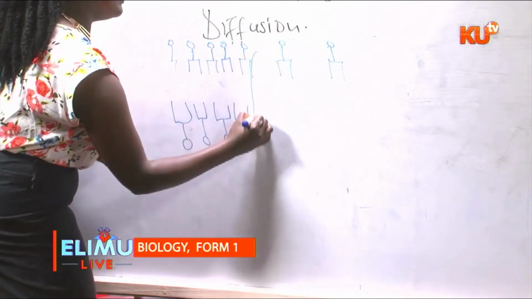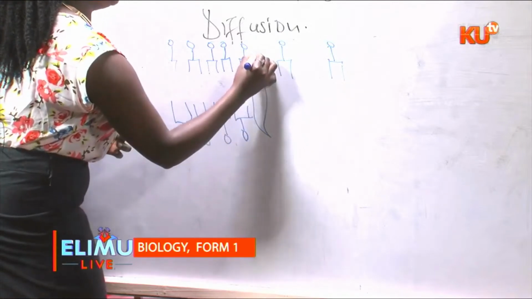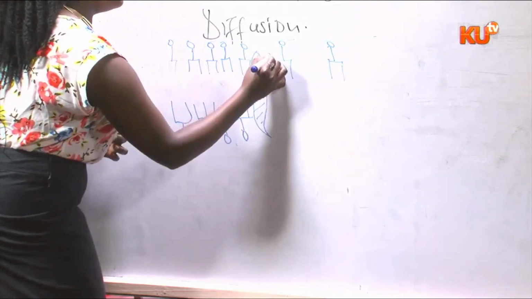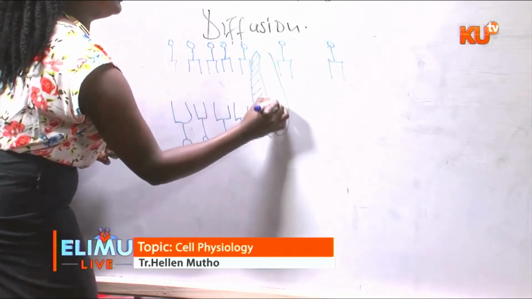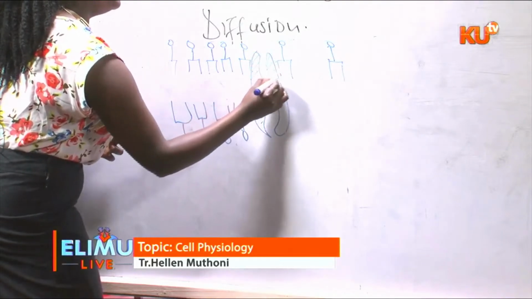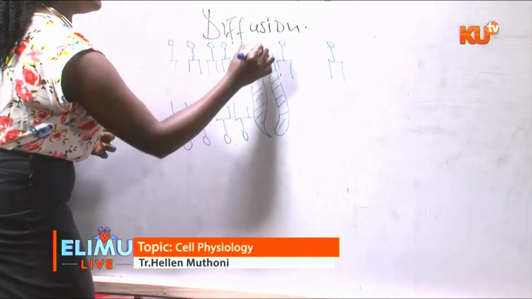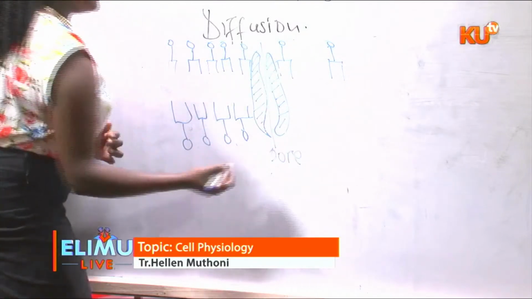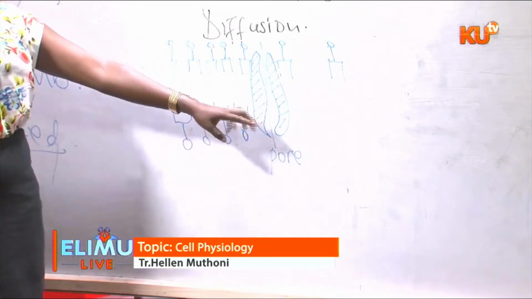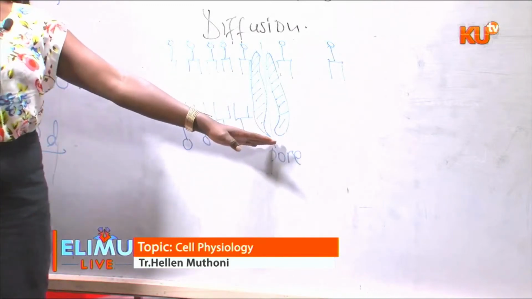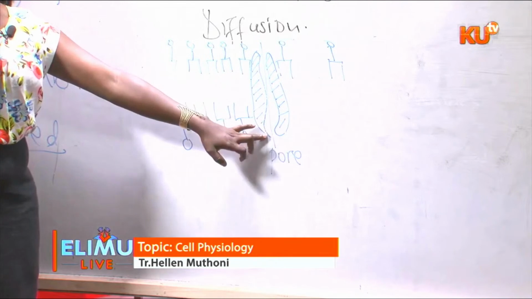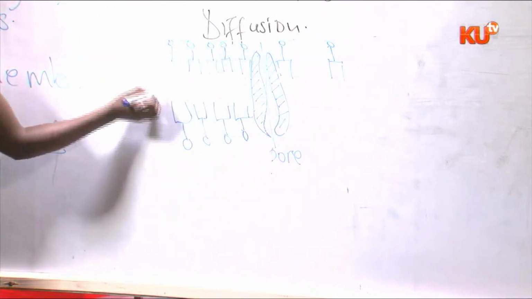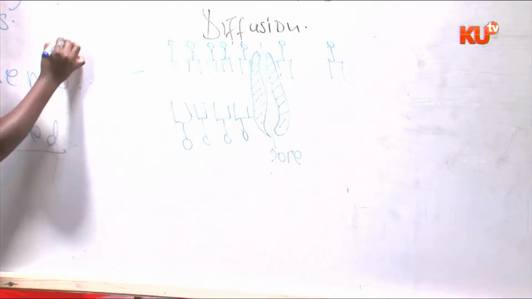Now, what surrounds the spaces are proteins. So this is a protein, and on this other side is a protein. The space that is left here is what we are calling the pore. It is through this space that materials will exit the cell, and it is also through this space that materials will get into the cell. Now, this all together is what we are calling phospholipid.